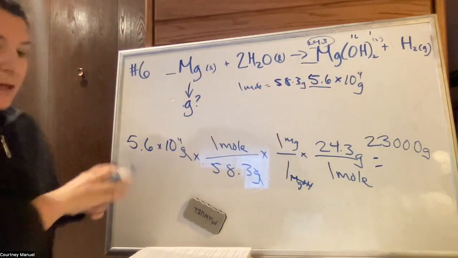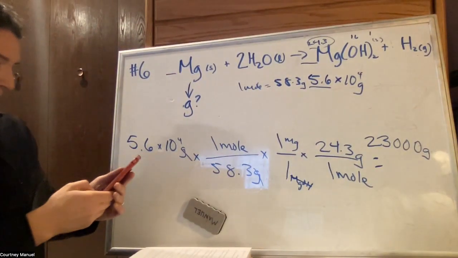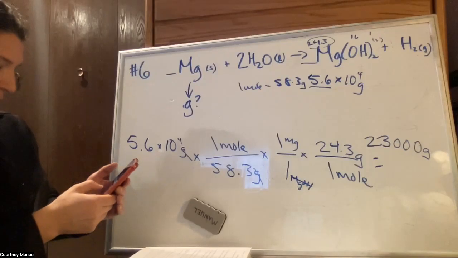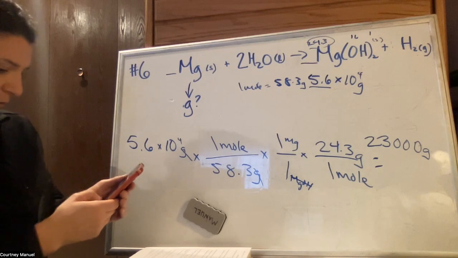So if you typed that all in, I'll do it right now so we get our raw number of what we're dealing with. Let's see, 5.6 divided by 58.3 times 24.3.